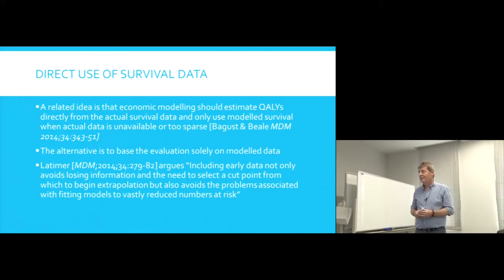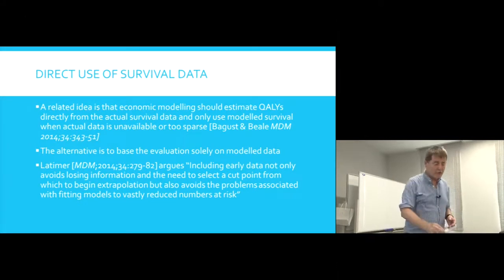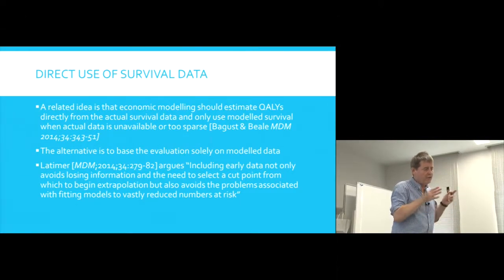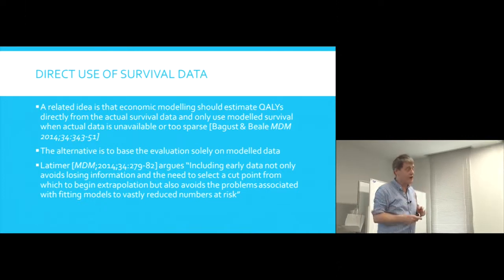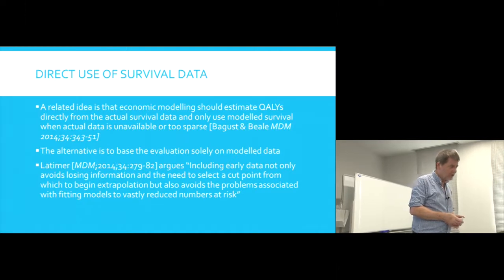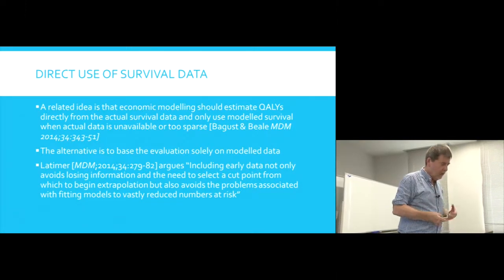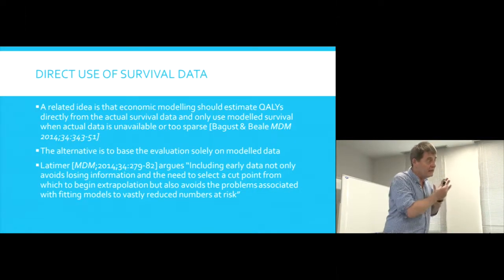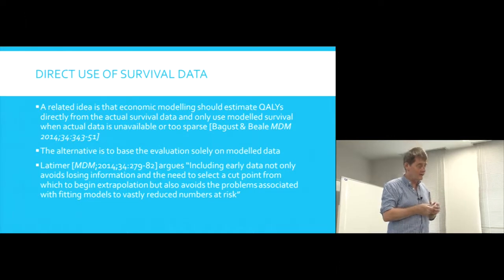A related idea is to model QALYs, rather than fitting a curve, to take some real data, where you have data, take the observed data, and only use your statistical model to make predictions later on. And there's a bit of a debate going on, should we do this? When we have enough real data, should we not just use the real data and then only extrapolate when we have to?